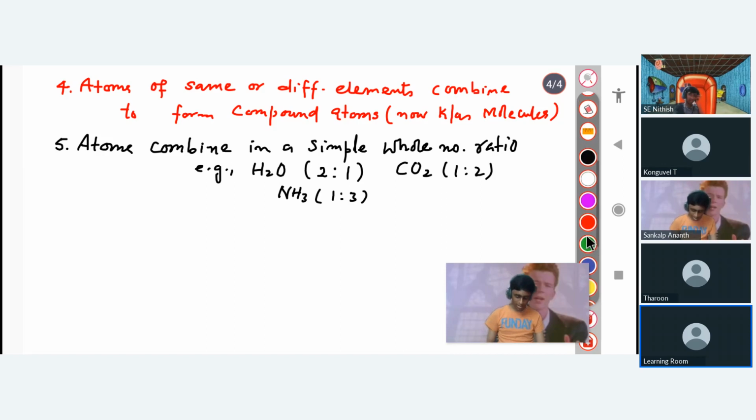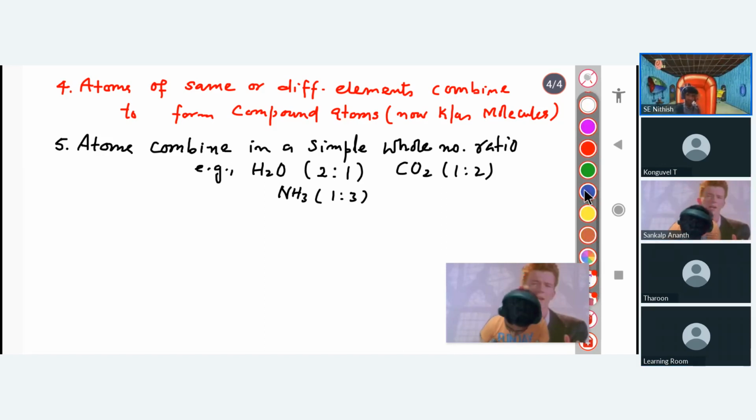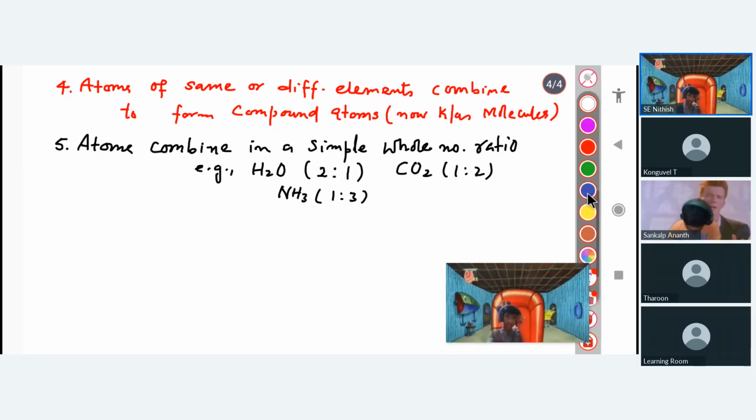I will tell you, if Dalton said it was always true, then I'm smarter than him. No, no, he is the one who invented atoms. I mean, discovered. Sorry. So what is a simple whole number ratio? It means just like this: 1:1, 1:2, 1:3. How else can it be?